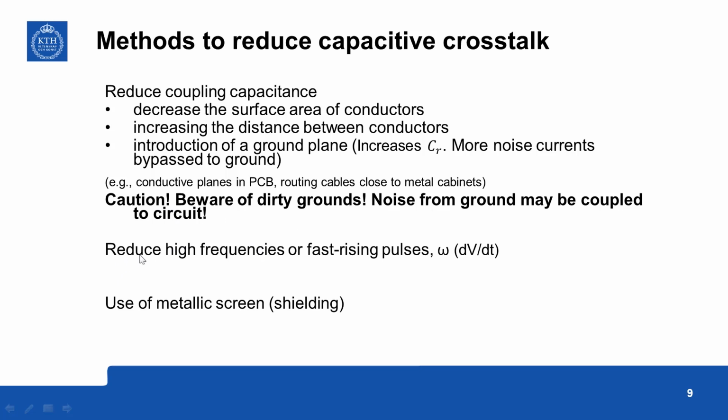Then another way is to reduce the high frequencies or fast rising pulses, to reduce the frequency or reduce the rate of rise dV by dt. Then you can also use a metallic screen. In the case of a transformer, you have seen how we use the metallic screen to reduce the coupling capacitance between primary and secondary coil. The same technique is applicable here. We will see shielding later in another module when we talk of shielded cable, shielding to reduce crosstalk.